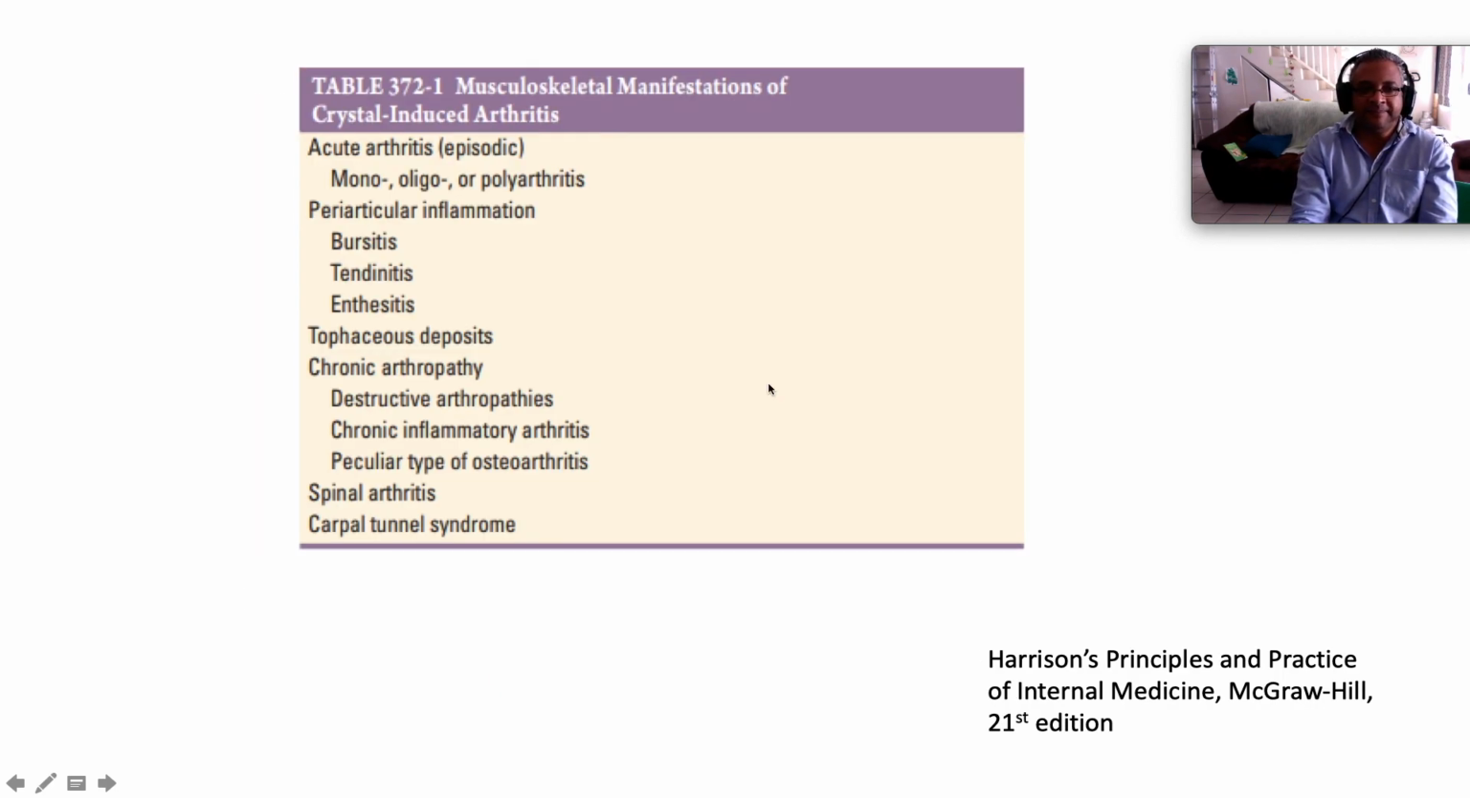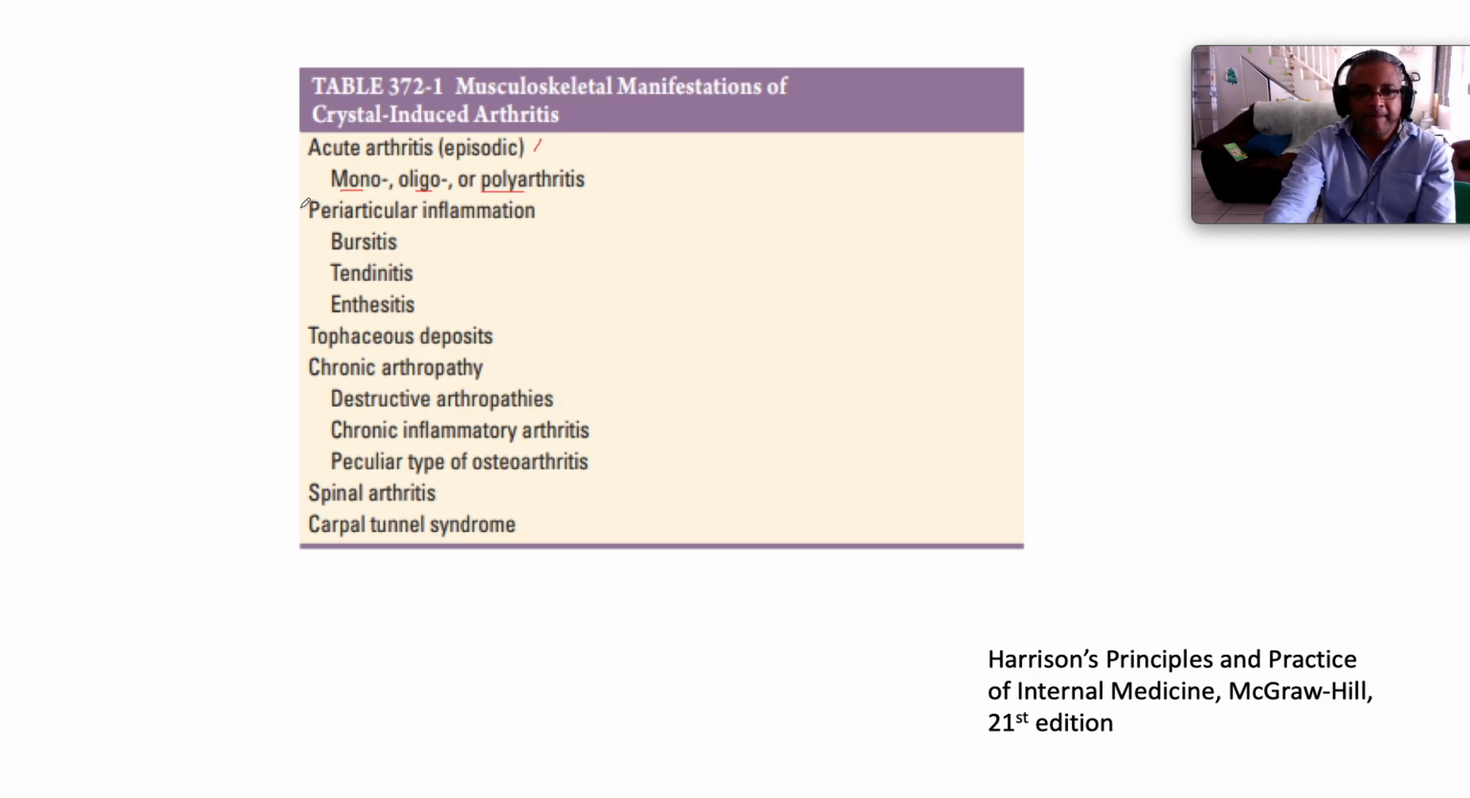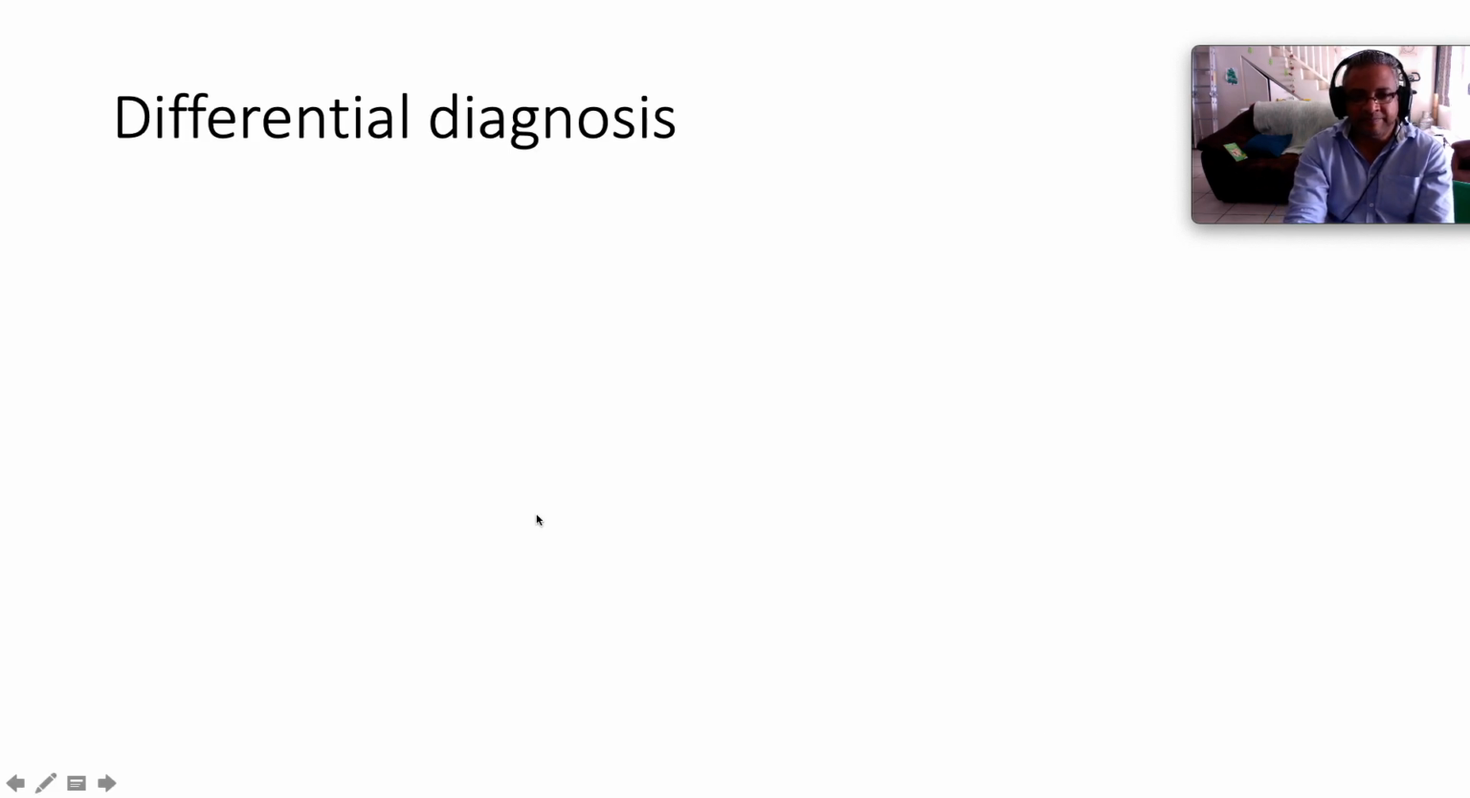Okay. Remember that the musculoskeletal manifestations of crystal-induced gout include a couple to mention. Acute arthritis, which is episodic, which can manifest with mono, oligo, and polyarthritis. So mono means 1, oligo means 4 or less than 4, and polyarthritis is 5 or more, right? Periarticular inflammation in the way of bursitis, tendinitis, enthesitis, tophaceous deposits. Chronic arthropathy in the way of destructive arthropathies, chronic inflammatory arthritis, and peculiar types of osteoarthritis. Spinal arthritis and carpal tunnel syndrome.